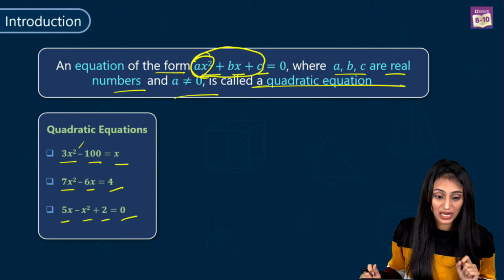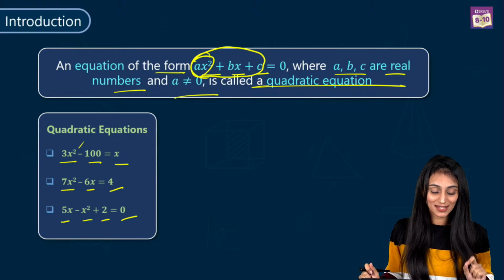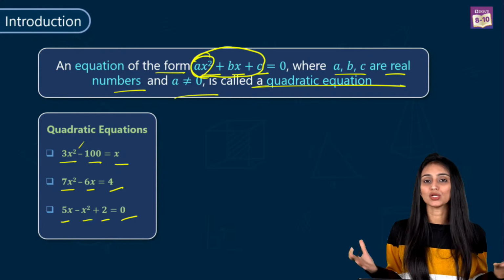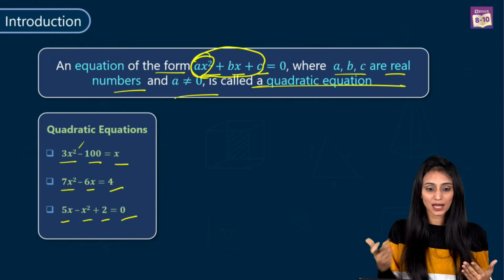Yes, Disha, absolutely. A must not be 0. Yes. Real numbers shall include everything. We have whole numbers, natural numbers, integers, rational numbers, irrational numbers.